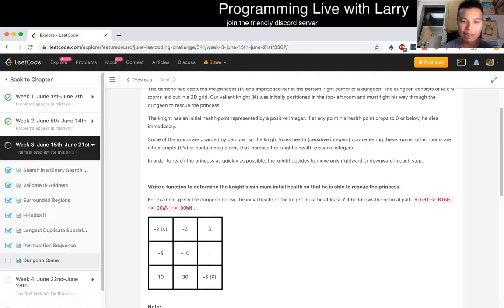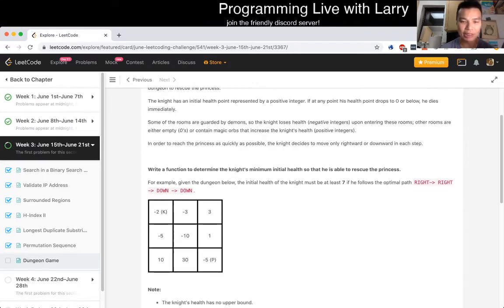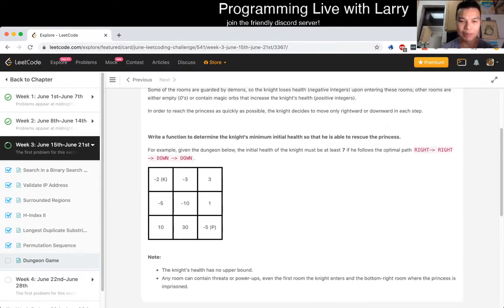Some of the rooms are guarded by demons, so the knight loses health upon entering these rooms. Other rooms are either 0 or contain magic orbs that increase the knight's health, positive integers. In order to reach the princess as quickly as possible, the knight decides to move only rightward or downward in each step. Write a function that determines the knight's minimum initial health so that he's able to rescue the princess. For example, you have this.